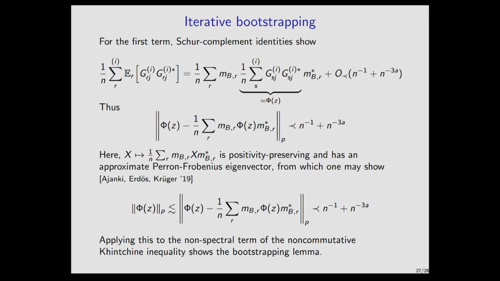Okay. So finally, if we apply this bound for the norm of phi back to this problematic term of the non-commutative Khinchin inequality, we get the proof of this bootstrapping lemma. Okay, and then applying the bootstrapping lemma on itself, we conclude the analysis. So these are some of the ideas of the argument. So let me conclude. I think I'm right on time.